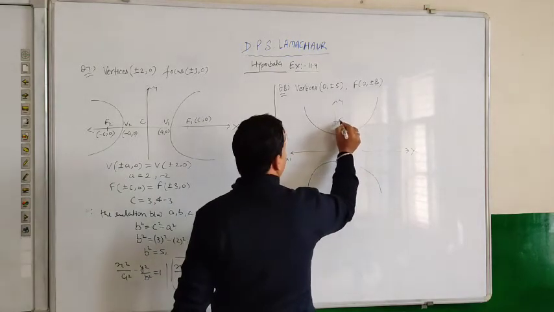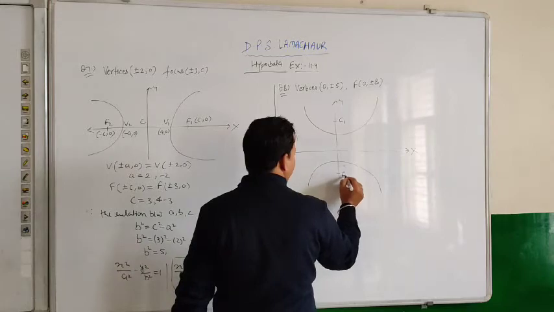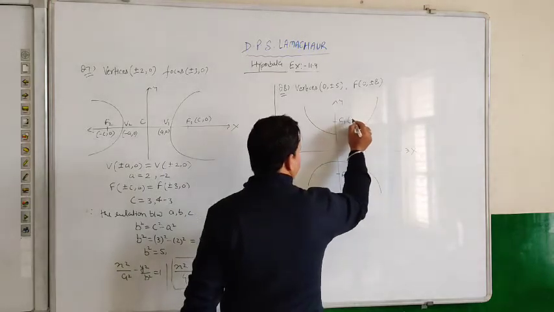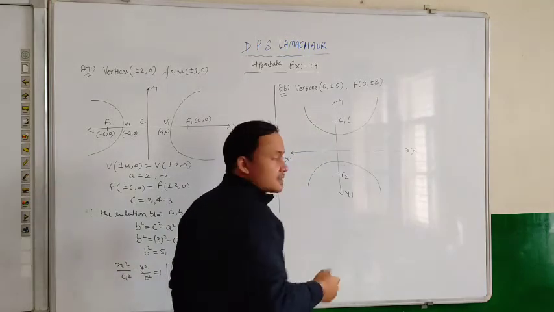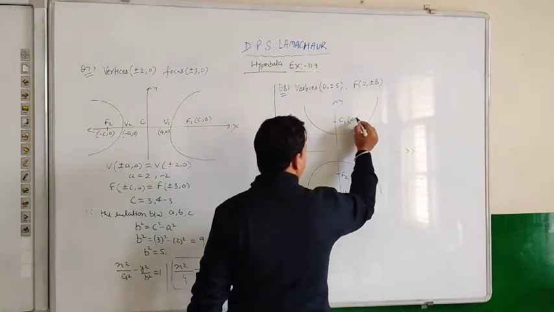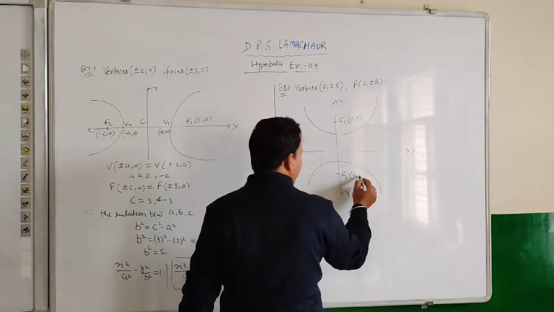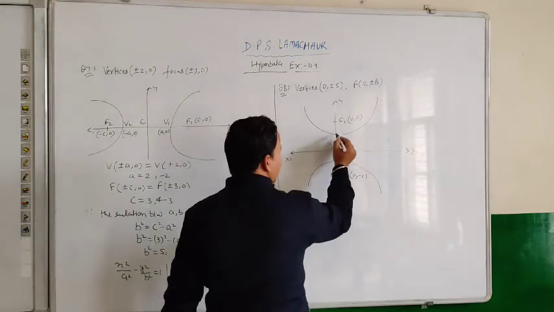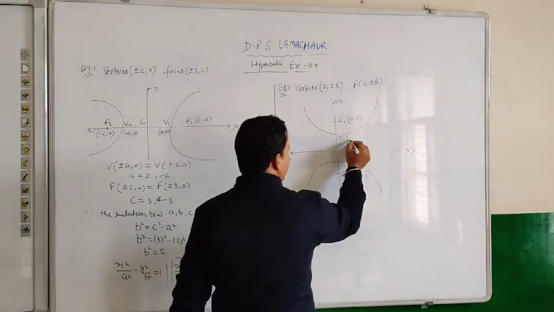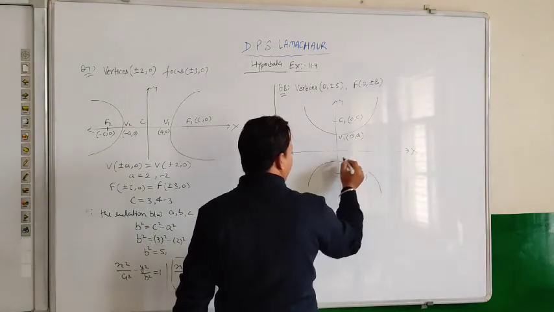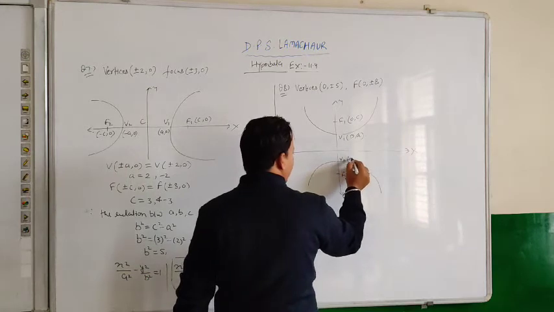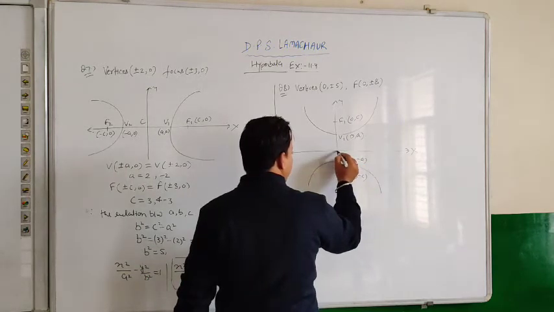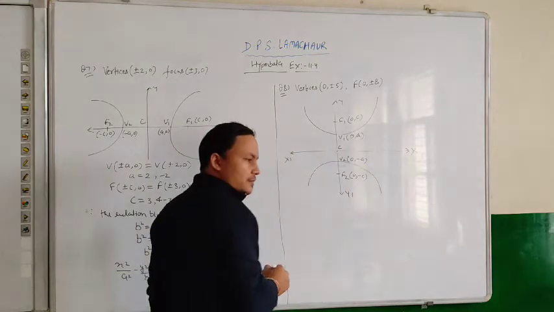Here the focus F1 and here the second focus F2. Coordinate of F1, as we know, since the focus is lying on y axis, so its coordinate will be (0, c), and here this is in negative direction, so it will be (0, −c). Here vertex first (0, a), and here the vertex second having coordinate (0, −a), and this is of course the center of the hyperbola.